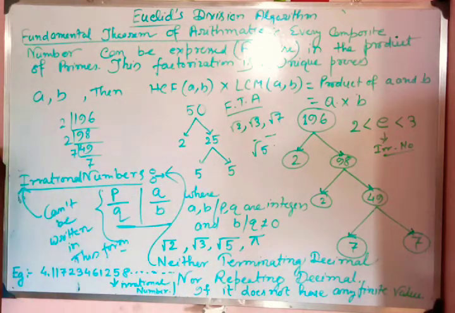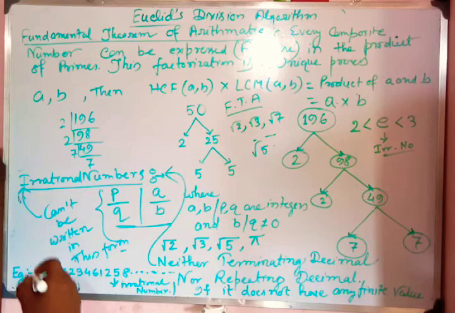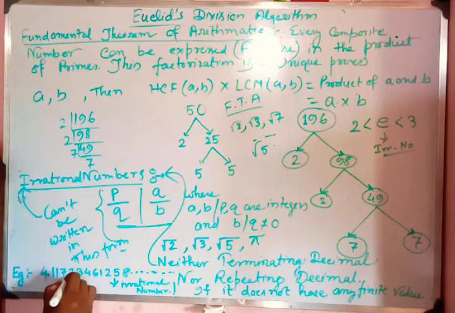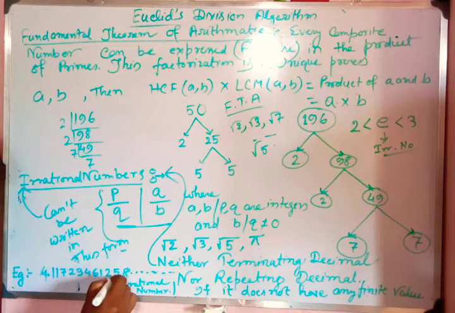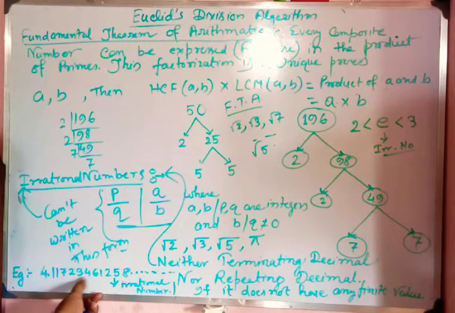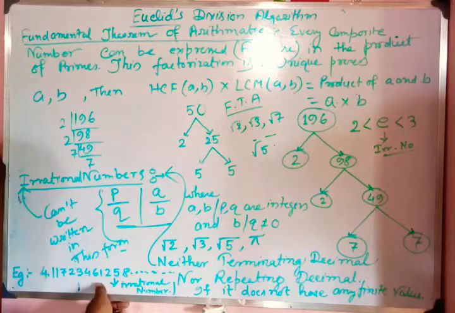Suppose we take one example, this decimal example, 4.1172346125.8 and it's going on. Actually it's not finite, it's going on. Understood? As we can see, this is neither terminating nor repeating. So this is called an irrational number.